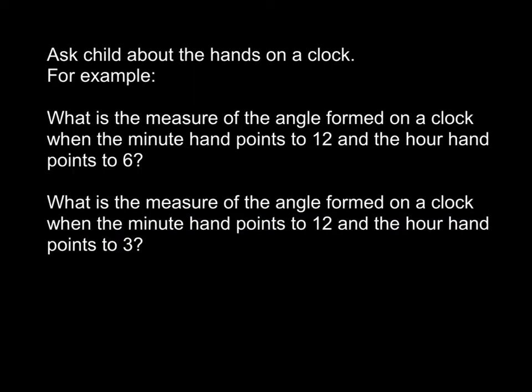Okay, another thing that you can work with kids on is comparing angles on the clock. So you can ask them questions like, what is the measure of an angle formed on a clock when the minute hand points to the 12? So here we go. The minute hand points to the 12 and the hour hand points to the 6. You can talk about what angle is formed there. Okay, and our answer, of course, would be a 180 degree angle.